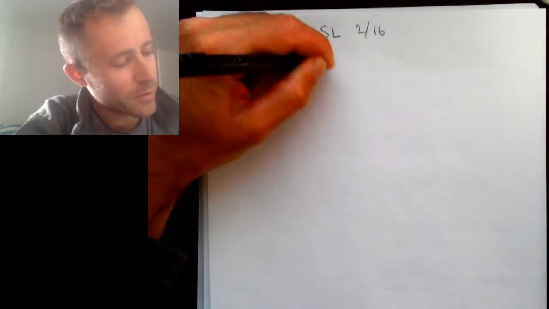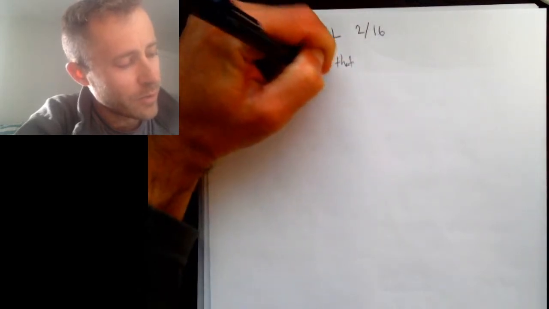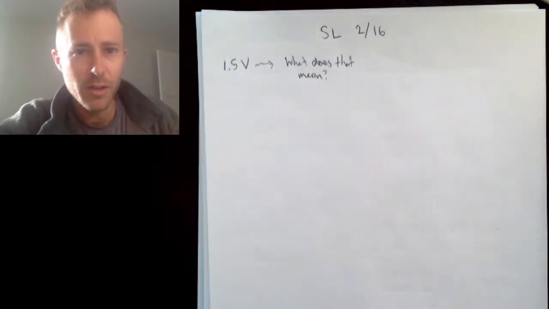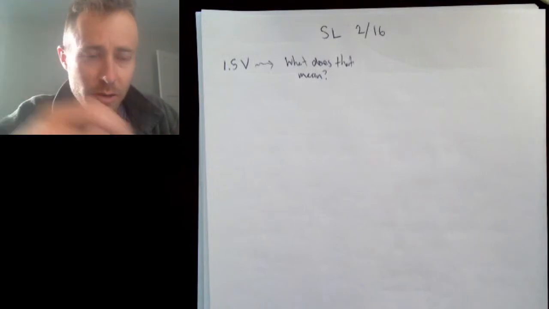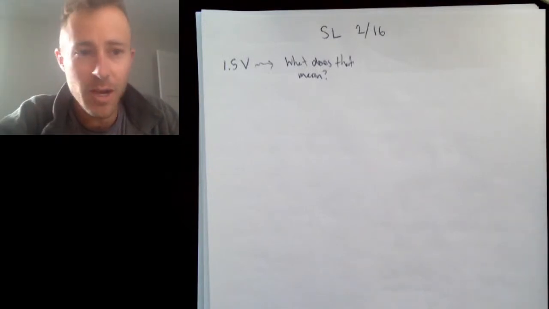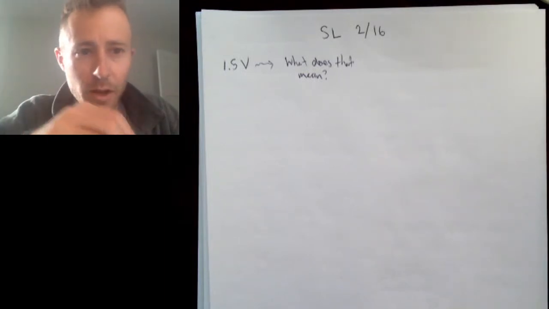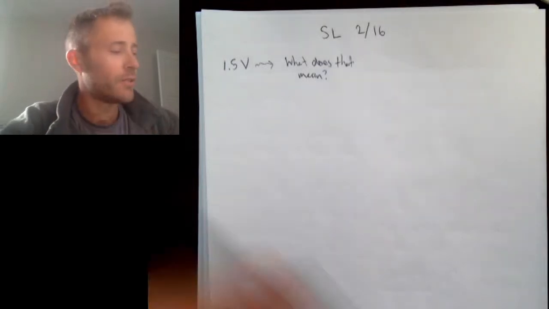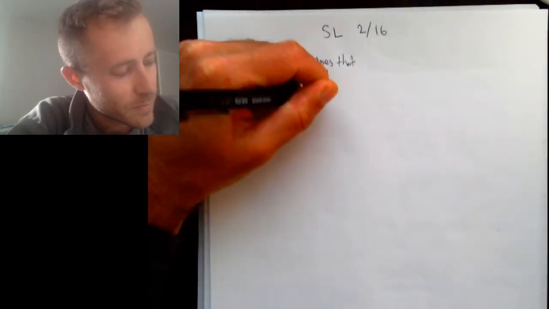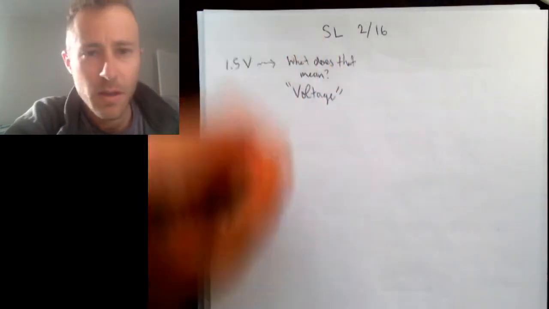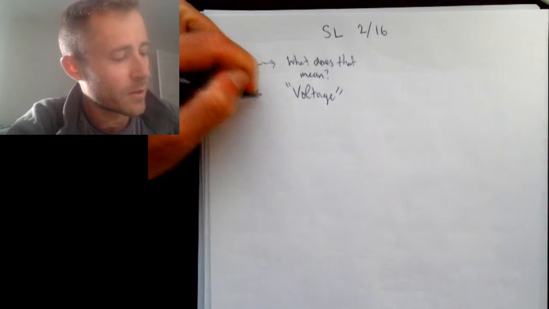So that is the first part of this lesson. I encourage you, if you have any batteries laying around, if it's a AA battery, or a AAA battery, or a C battery, or a D battery, all of those are going to say 1.5 V somewhere on the side. And that is called the voltage. This really means 1.5 volts.